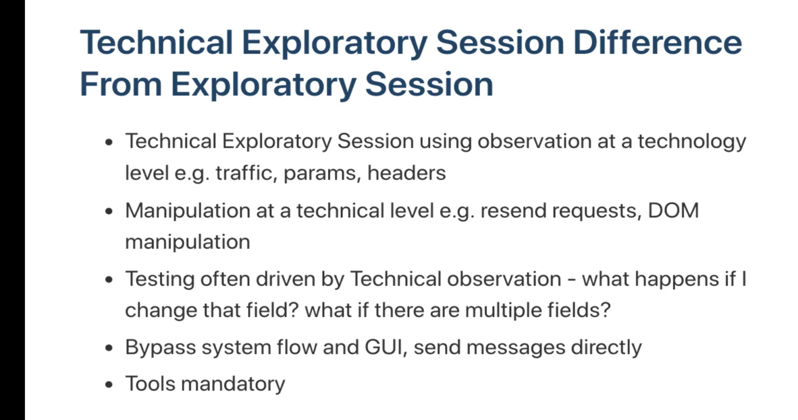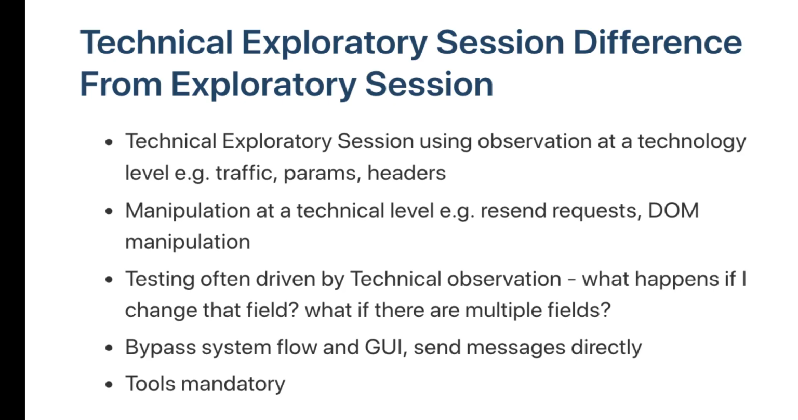Now, the testing can be driven by the technical observations, right? Like, well, what happens if I change that? I look at it in the DOM. I see that it's got a constraint. What happens if I bypass that constraint? What if I remove that constraint? What if I add more fields in? What if I do things that I can't do at the GUI? This is all what I mean by a technical exploratory session, and tools are mandatory at this.